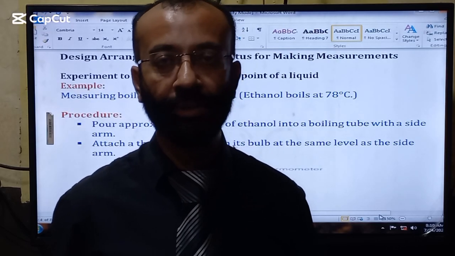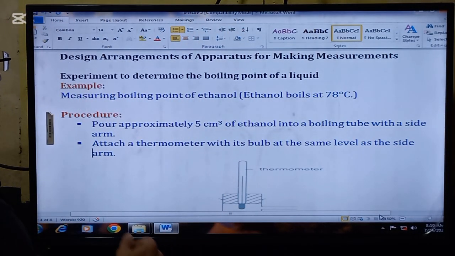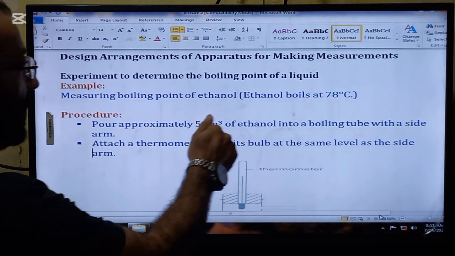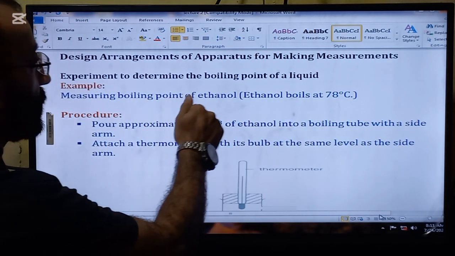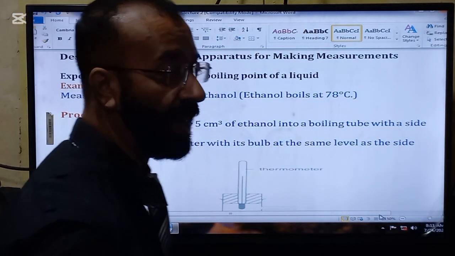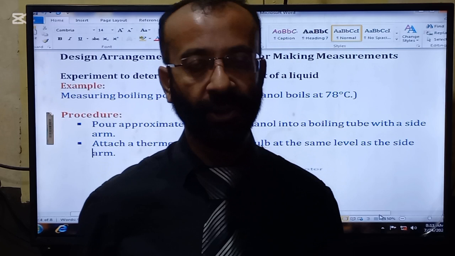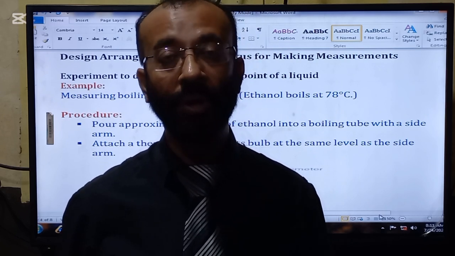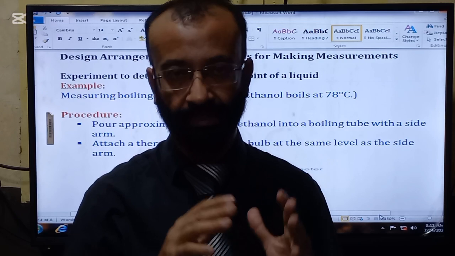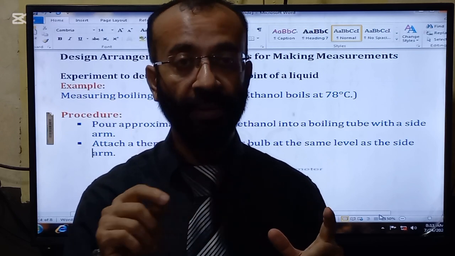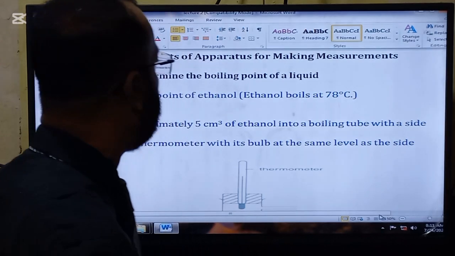Good morning, students. Today we are going to read a very important experiment, that is the experiment to determine the boiling point of a liquid, in the topic of designing arrangements of apparatus for making measurements. So this is a very important question as far as your paper number 4 chemistry is concerned. That is called alternative to practical, in which you have to read, not perform. You have to read some experiment. So this is a very important question which frequently comes in the paper.